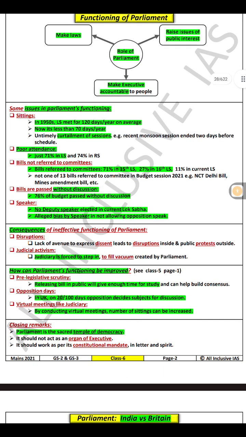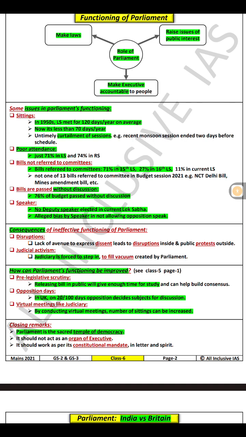Some issues in Parliament's functioning. Sittings: in the 1950s, Lok Sabha met for 120 days per year on average. Now it is less than 70 days per year. Sessions are curtailed; the recent monsoon session ended 2 days before schedule. Attendance is poor, just 71% in Lok Sabha and 74% in Rajya Sabha.